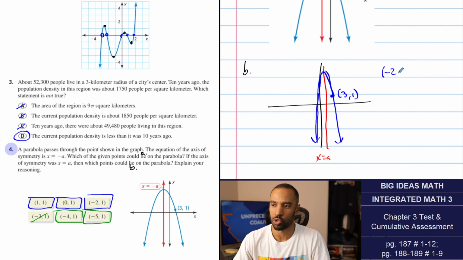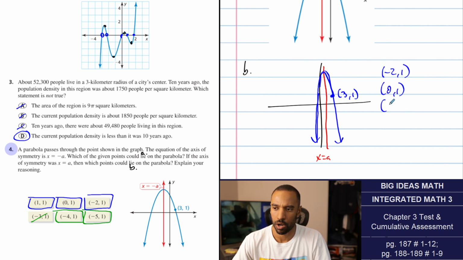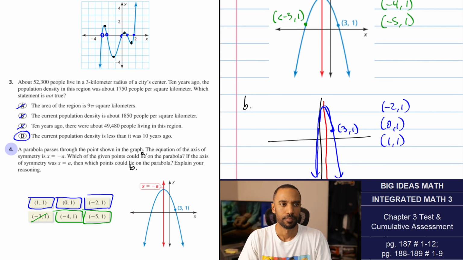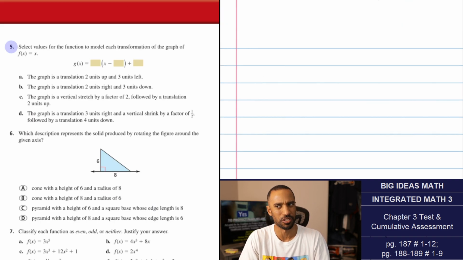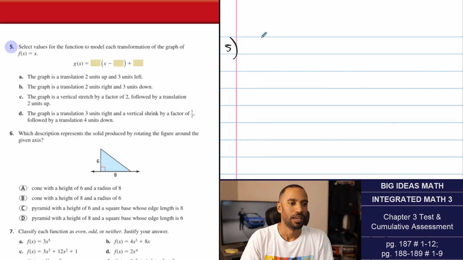So I can say negative 2, 1, negative 1, 1, and 0, 1, and 1, 1 are possible. Okay. A little slower on those problems. I have to kind of think about what they're asking as a whole. The cumulative assessments are a little different, right? They ask questions a little differently. It's a little more exploration, a little more multiple choicey.